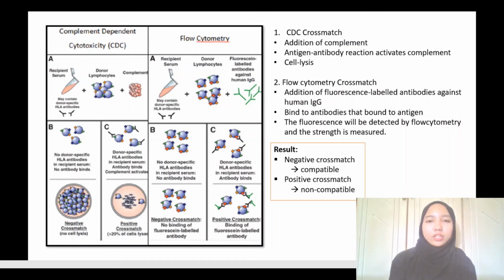Another method is flow cytometry, where the fluorescence-labeled antibody against human IgG will be added. It will bind to the antibody that bound to the antigen, and the fluorescence will be detected by flow cytometry and the strength is measured. If the fluorescence is detected, the result will be positive. If there are no specific HLA antibodies in the recipient serum, no antibody will bind to the fluorescence, so the fluorescence will not be detected and the result will be negative. So in conclusion, the negative cross-match will indicate compatible, while positive cross-match will indicate non-compatible.